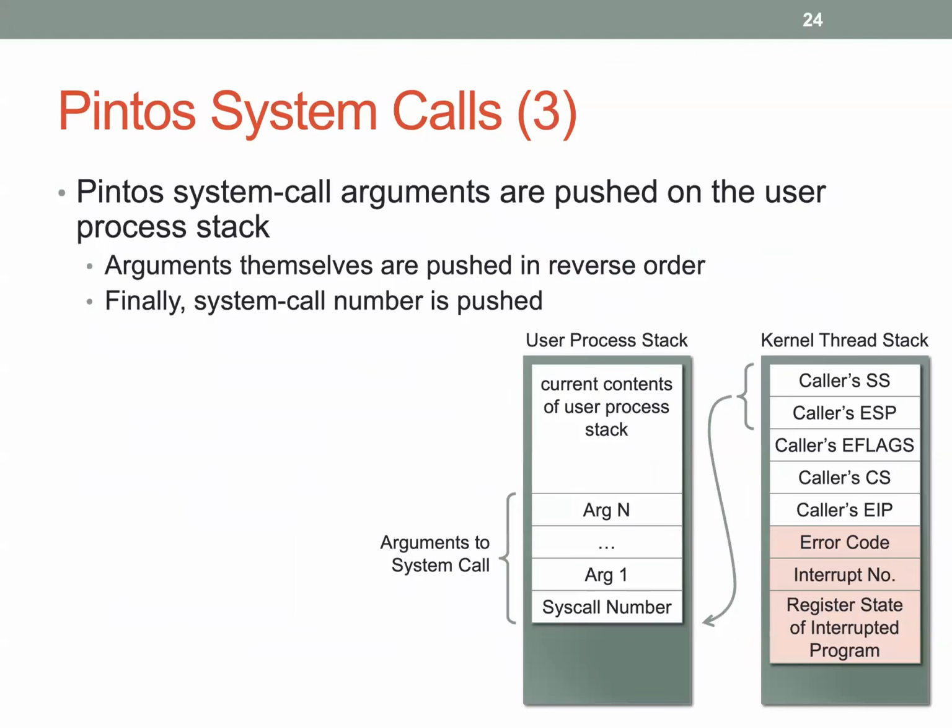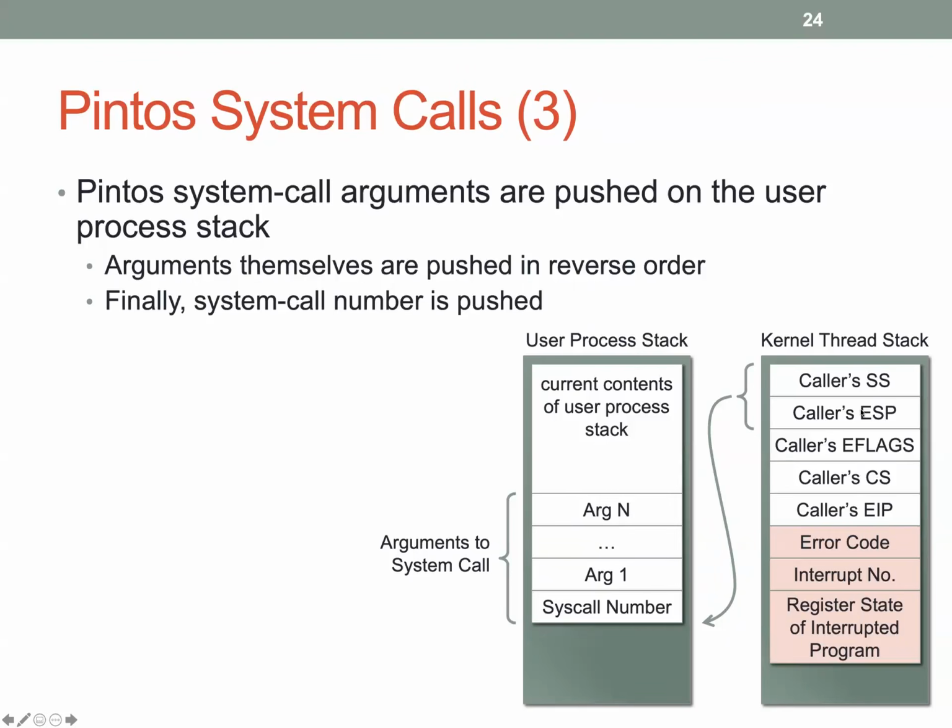Okay. The Pintos system call arguments are pushed onto the user process stack, and they follow the same cdecl calling convention that we already talked about. I shouldn't say they follow cdecl, they follow something akin to cdecl, so that the last argument is pushed first and therefore is at the highest address. The next to last argument is pushed second, so it's at the next highest address, all the way down to arg1, which is going to be at the lowest address. And then the system call number will be the very last thing pushed.